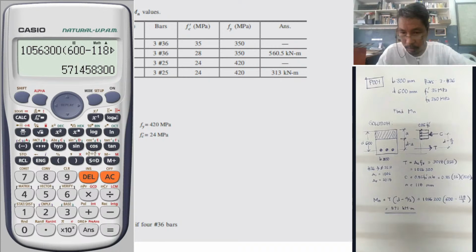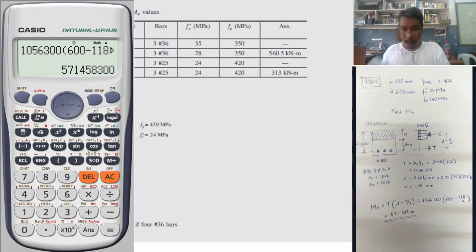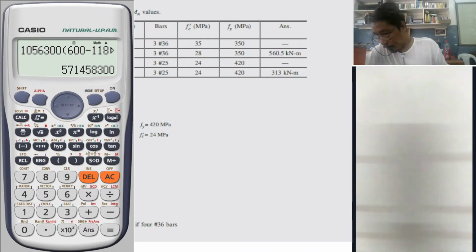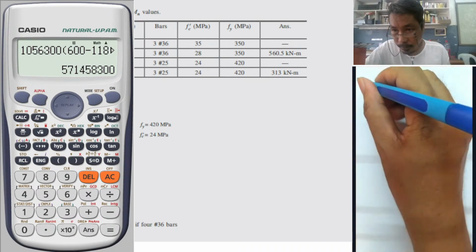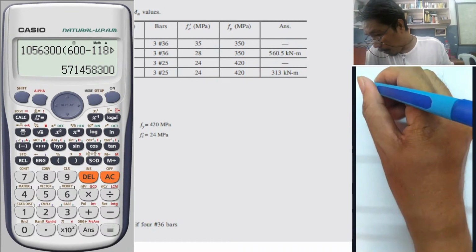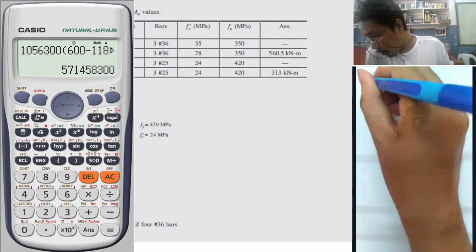Okay, there is no question yet. I would like to move on to the next problem. So problem number 2. Let us proceed to the next one. P002.